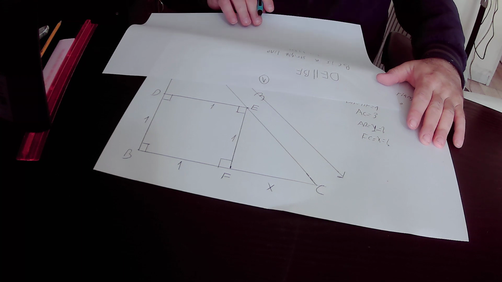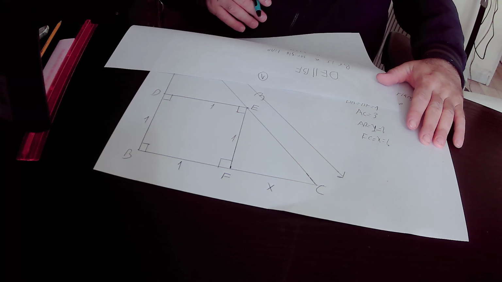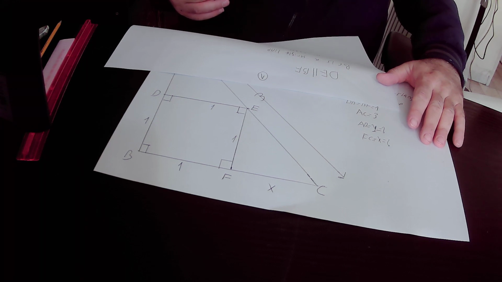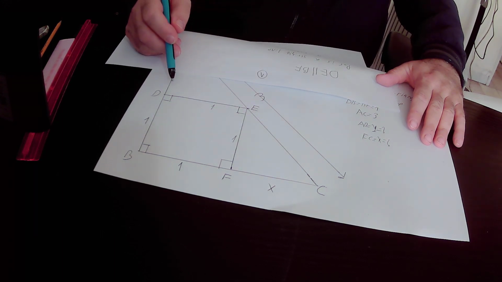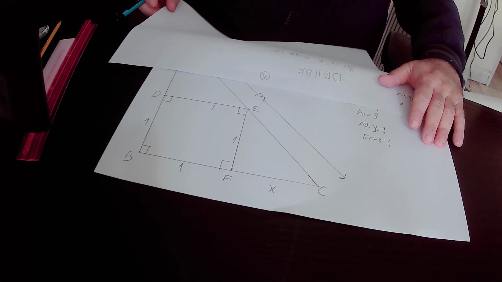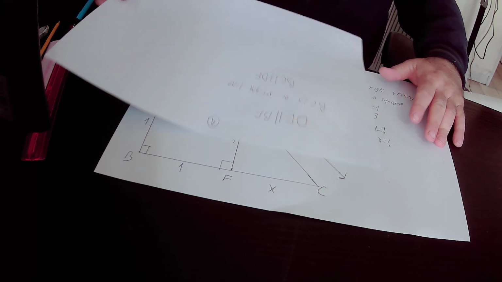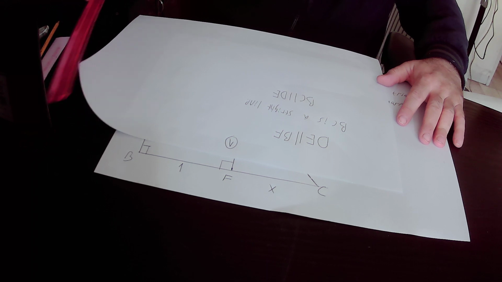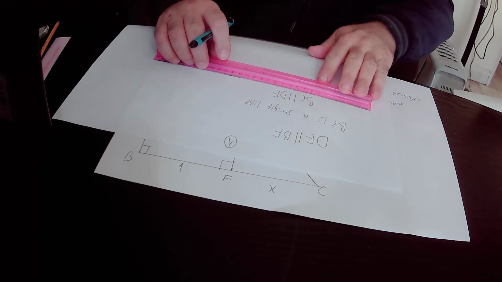Why? Because if we know that part of a straight line is parallel to another straight line, then the straight line itself must also be parallel to the other straight line. Okay, therefore BC is parallel to DE, and we have rule number 1.